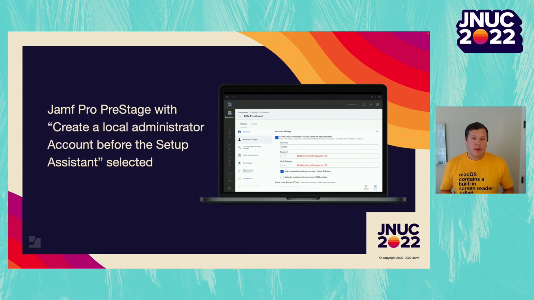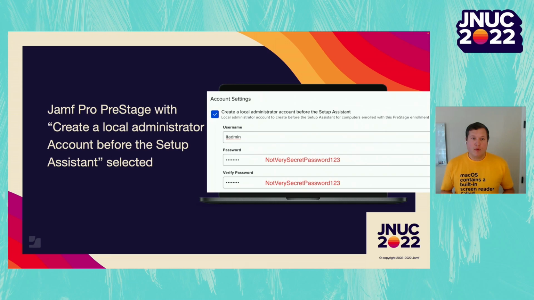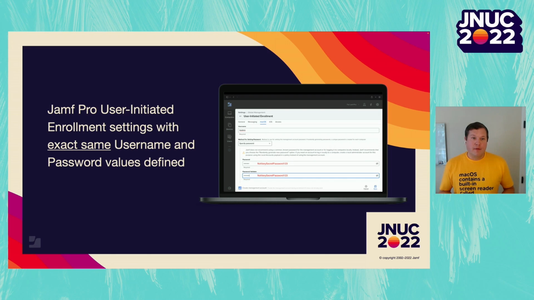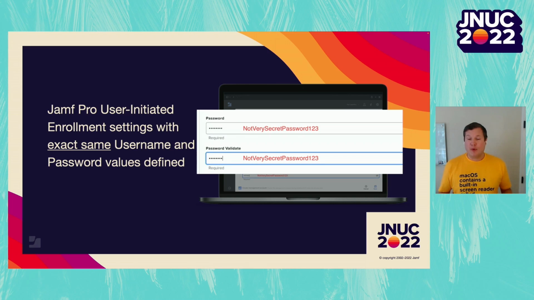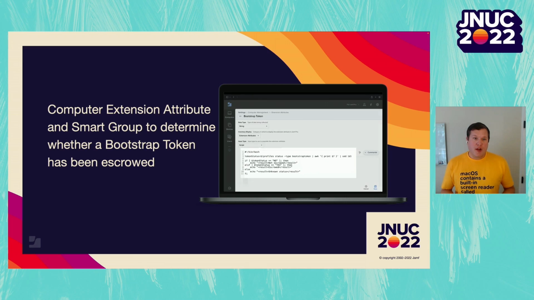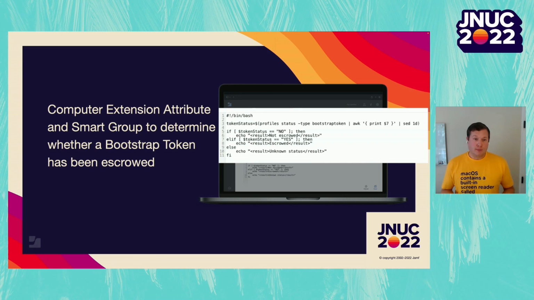Looking at each piece, the create a local administrator account before the setup assistant option is selected, and I've got my IT admin user and my not very secure password because I typed it out with my own hands. Next, we have the user-initiated enrollment settings with the exact same username and password defined there as well. And then from a Jamf Pro setup perspective as well, you've got that extension attribute, just a basic check to get that into Smart Search so you can do different groupings.